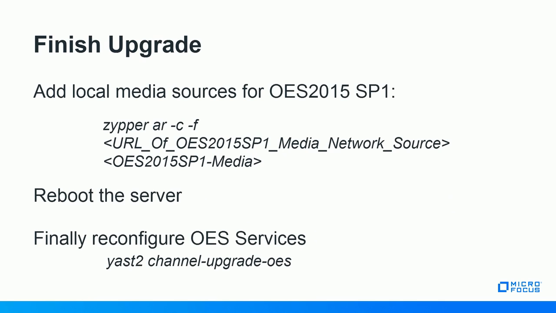With that, our upgrade is complete. We'll want to add a local source for the media for OES 2015 in case we ever need it, as well as reboot the server. Once the server reboot has completed, be sure to run the YaST2 channel-upgrade-OES command in order to complete the final reconfiguration of the OES services. For more details and an explanation of all the steps involved, be sure to consult the OES 2015 SP1 documentation when it becomes available.